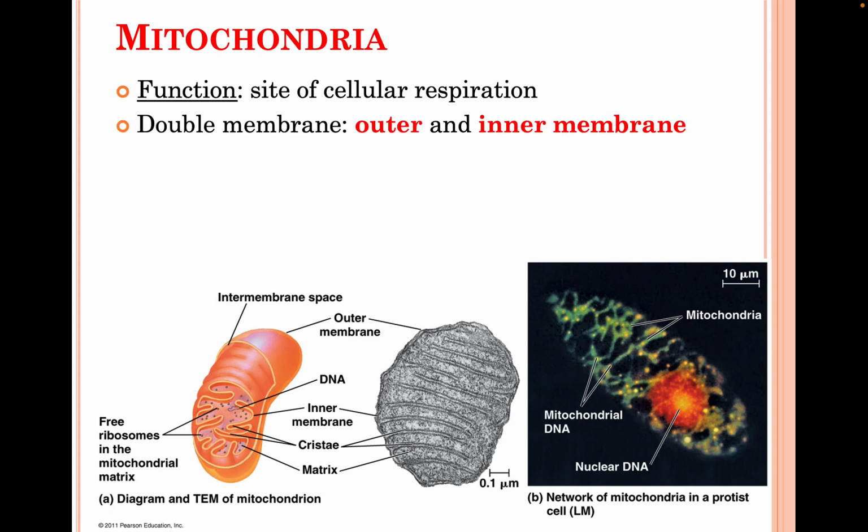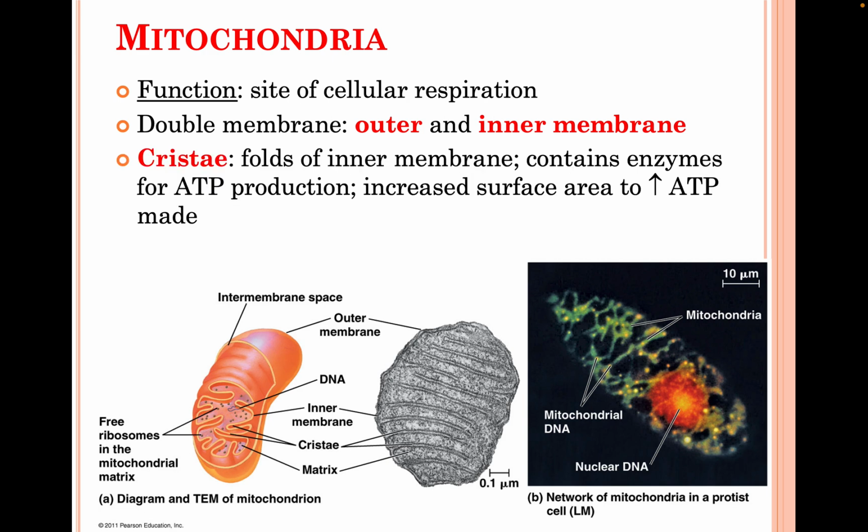All right, mitochondria. This is the location where cellular respiration happens. Mitochondria have a double membrane, an outer and an inner membrane. The inner membrane is folded up upon itself to increase the surface area. The cristae are where enzymes are stored for ATP production, and it increases the surface area to increase the amount of ATP made. Matrix is the fluid-filled inner compartment.